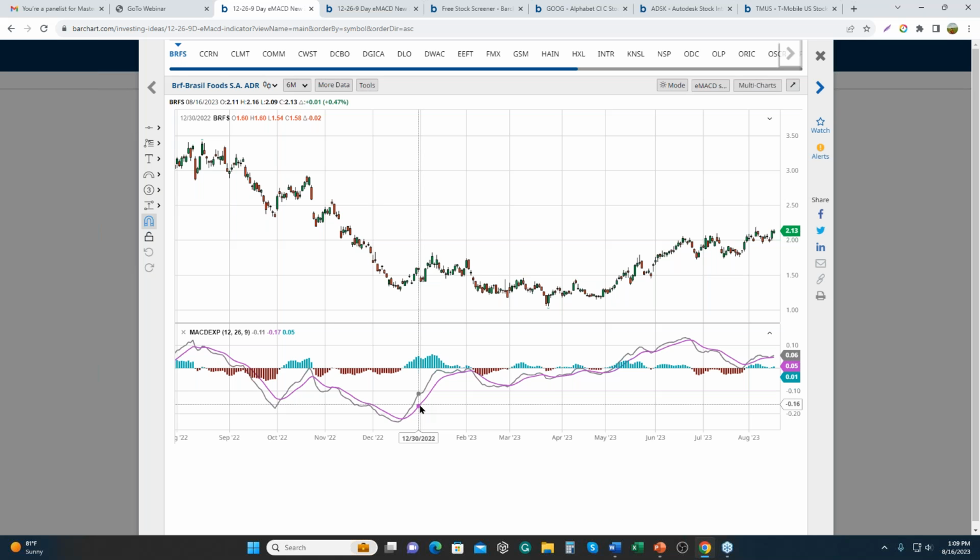Now, a buy signal is generated when our more sensitive gray line crosses from below to above the pink line, this smooth signal line. We'll also have something called a histogram. The histogram is a graphic representation of the difference between our MACD line and our signal line.